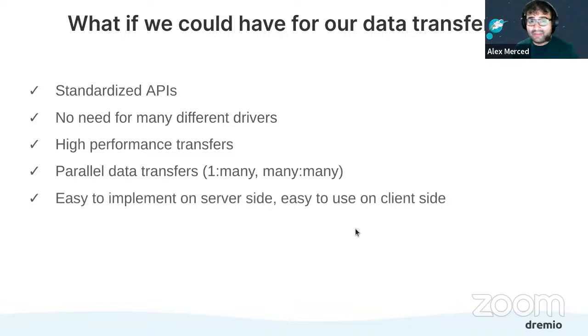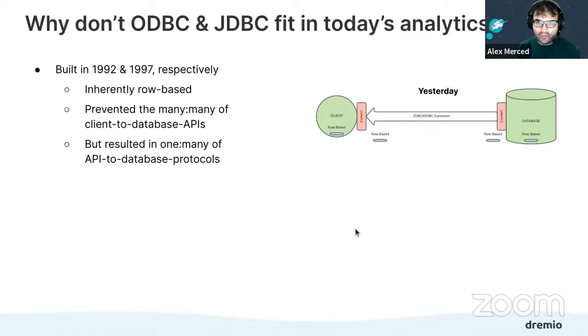Something that's easy to implement. So if we have the standard API, it should be fairly straightforward for any additional database, any additional tool that wants to implement this standard API to do so. These are all the things we want to address in the Apache Arrow project.